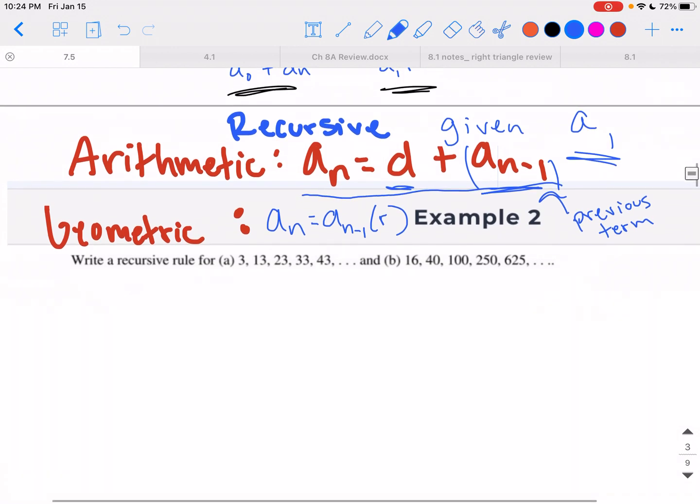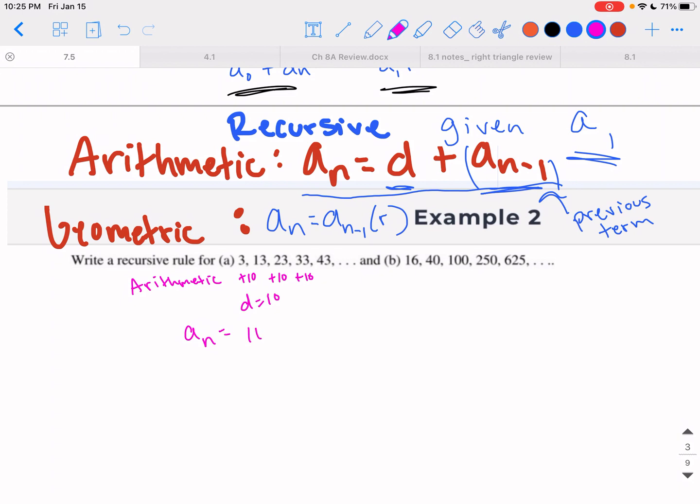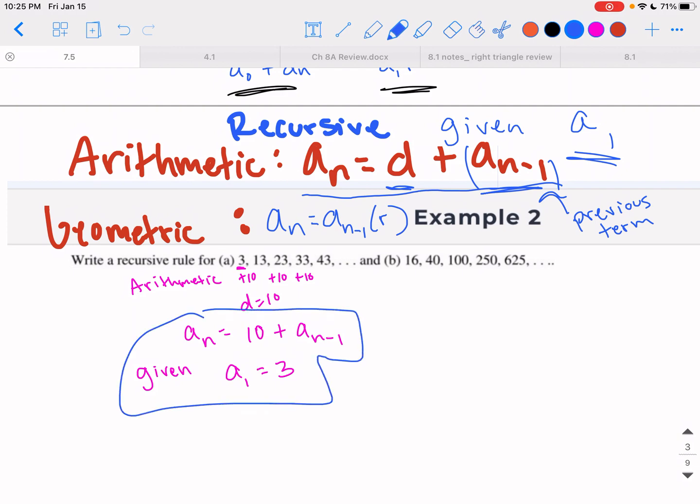Now let's write a recursive rule for 3, 13, 23, 33, 43. So it looks like you're adding 10 each time. So this would be arithmetic. So knowing that it's arithmetic, we have a sub n is equal to our common difference, which would be 10, so 10 plus a sub n minus 1, given that we know a sub 1 is equal to 3. All right, our first term here is 3. So then here's our recursive.